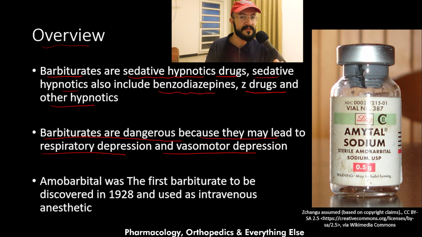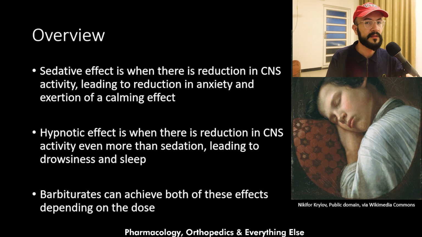And the barbiturates were discovered in the early 1900s, starting with amobarbital, which was the first barbiturate to be discovered, in 1928, and it was used as an intravenous anesthetic back then. This is a picture of amobarbital.